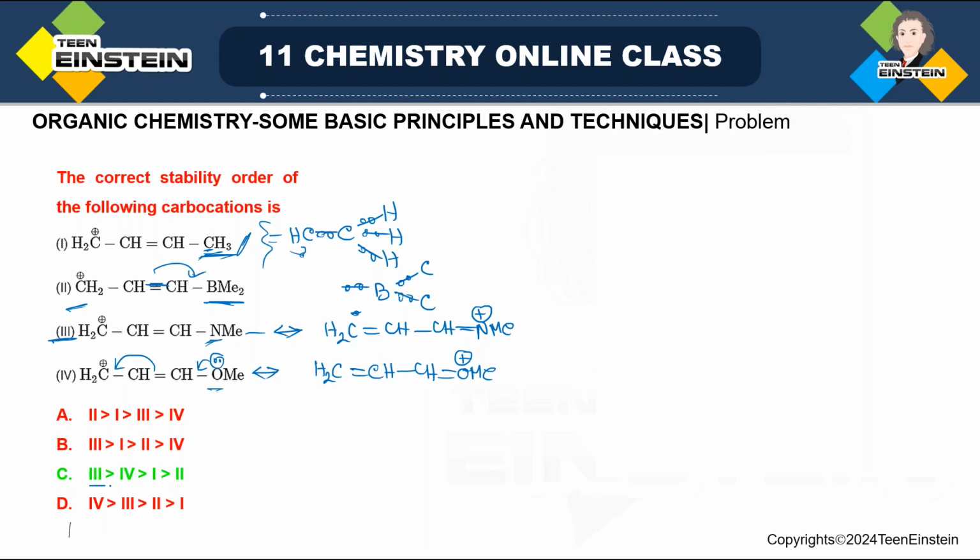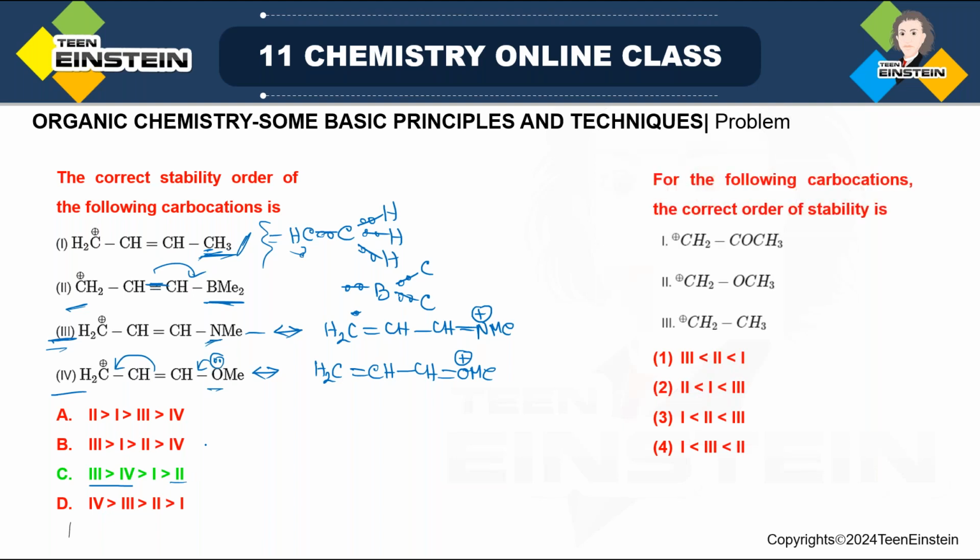If you are sure about that, then also you can choose option C, because 3 and then 4, that you do not have in any other option, right? And even if you are stuck between 1 and 2, but if you are sure about 3 and 4, that 3 is more stable than 4, then also you can answer the question. So after 4 it will be 1 and then it will be 2. 2 is minimum stability.